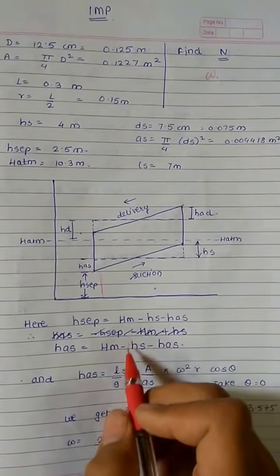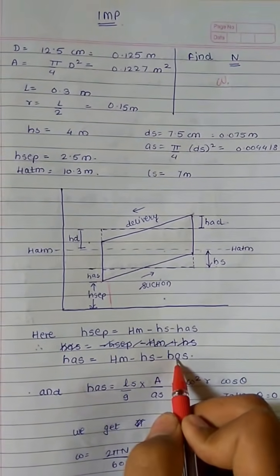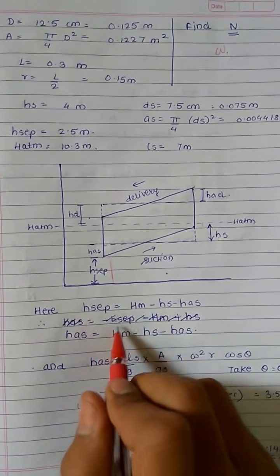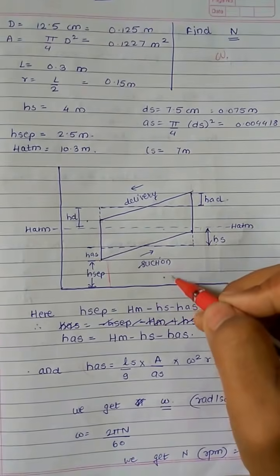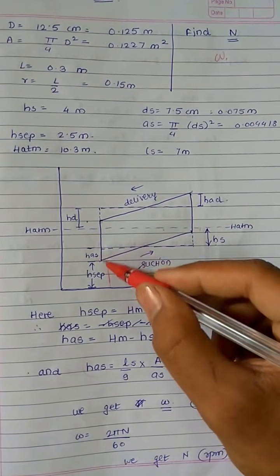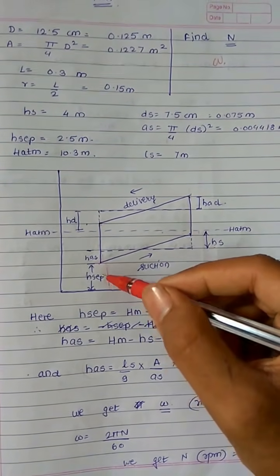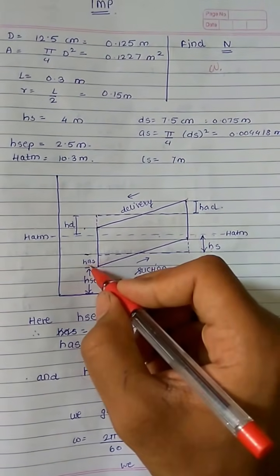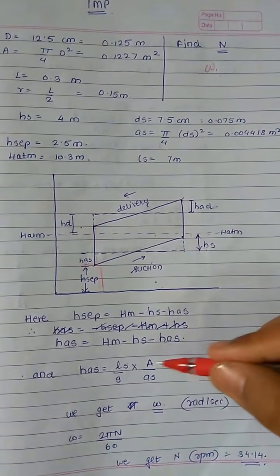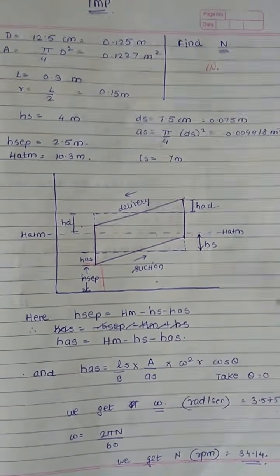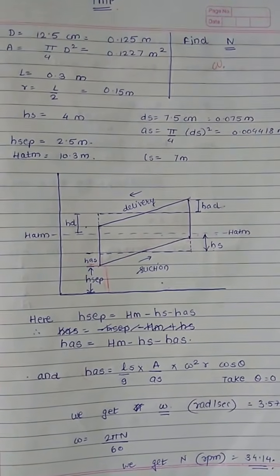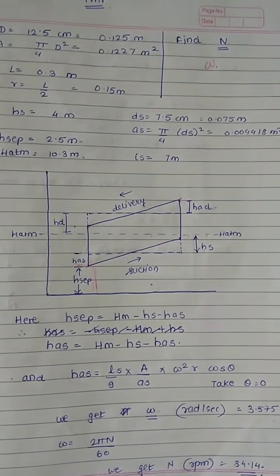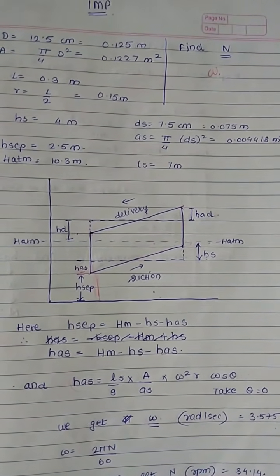In the last numerical we found out the pressure head during the start of suction and end of suction stroke. So similarly H separation is HM, that is total manometric, minus HS minus HAS. We will get H separation. So we have been provided H separation, HS and H atmosphere. We can get accelerating head. From the accelerating head we can put all the values in the formula. Take theta equal to 0 because we have to find the maximum. So putting all the formulas and values properly in their respective places.